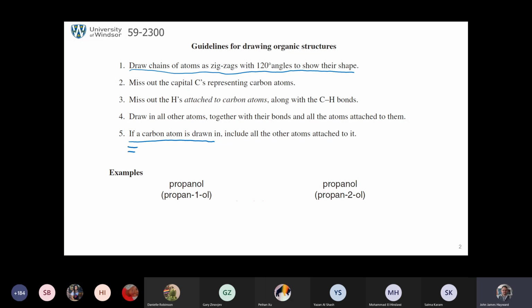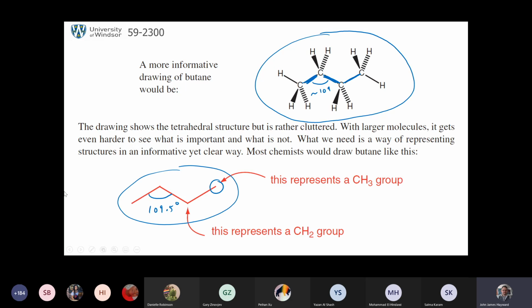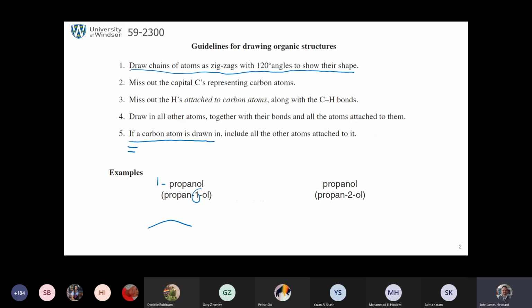So just to give you an example, if we look at propanol or 1-propanol, sometimes it's called propan-1-ol, sometimes it's called 1-propanol. So propane, does anyone remember how many carbons is in propane? Three, thank you. So we just draw a zigzag of three, and we're just going to label 1, 2, 3.